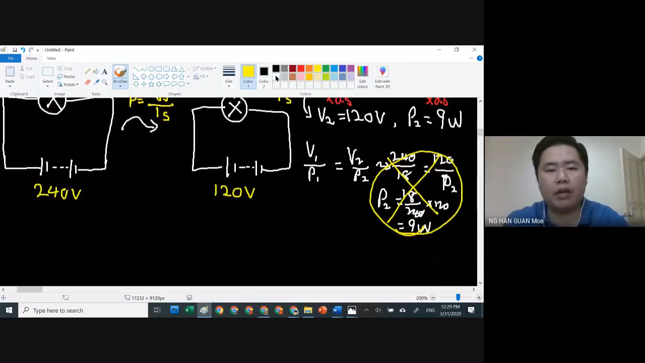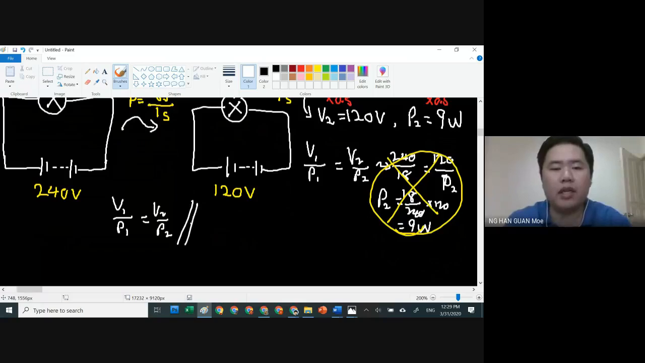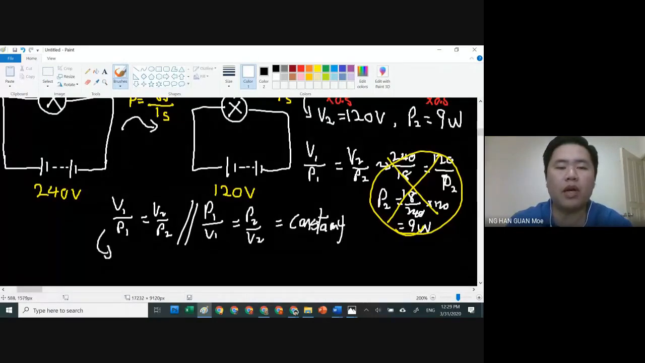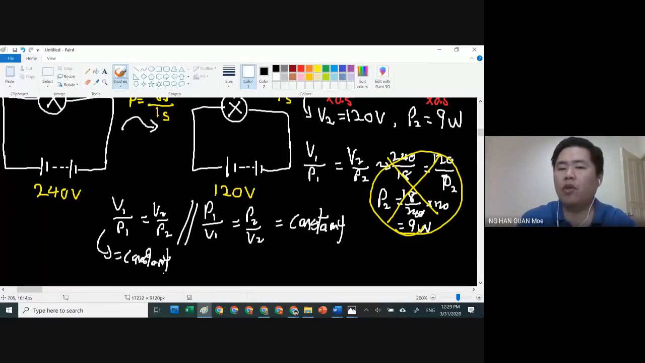If you really apply this calculation, either V1 over P1 equal to V2 over P2, or P1 over V1 equal to P2 over V2, I want to know both are actually equal to what constant value, so that you can get this relationship. What constant value do you get? Then only do you get this relationship.